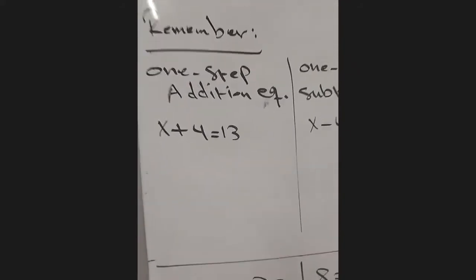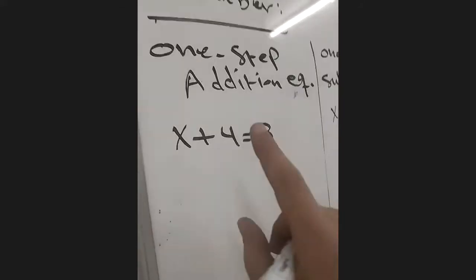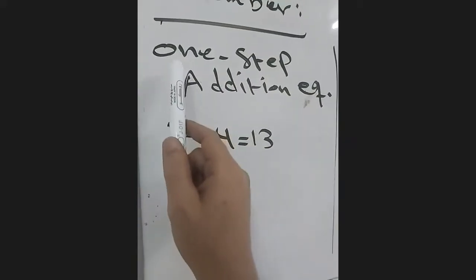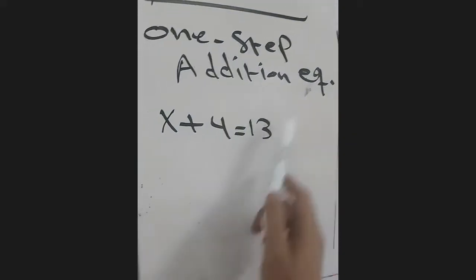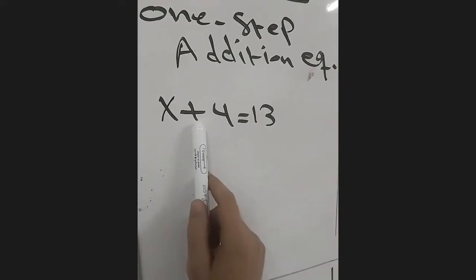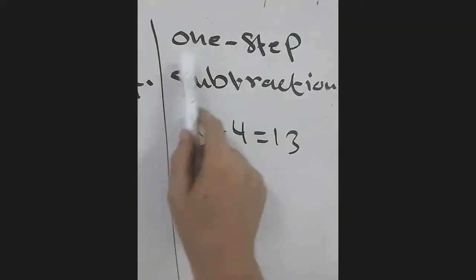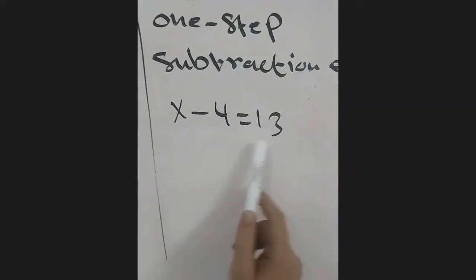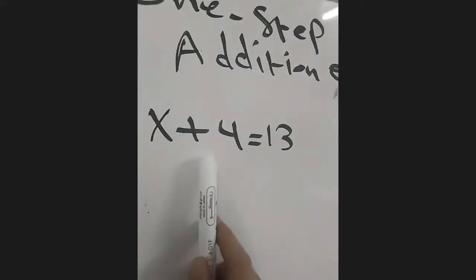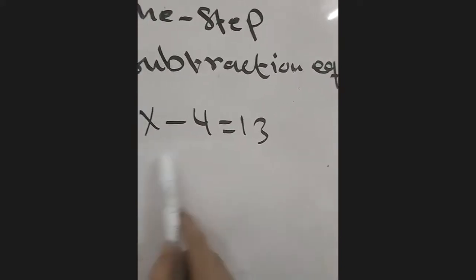Now, let's remember what we did in the previous two lessons, guys. In the previous two lessons, we have two types of equations. The first one we took is one-step addition equation, like this one: X plus 4 equals 13. It is addition, okay? And we took also one-step subtraction equation, like this one: X minus 4 equals 13. So here we have addition equation, and here we have subtraction equation.